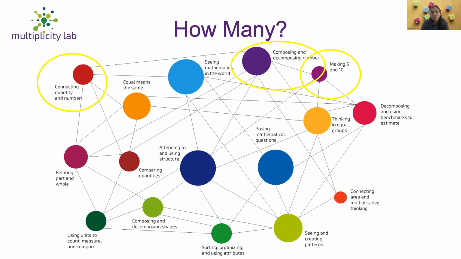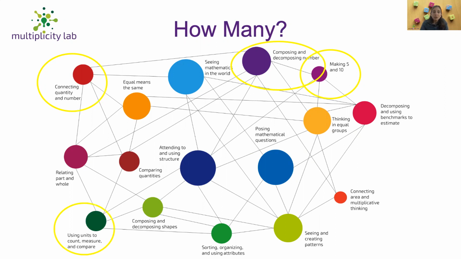How many often involves composing and decomposing number. Students often subitize smaller quantities like 4 and 4 and then compose them into the idea of 8. This can sometimes involve making 5s or 10s to make counting easier.